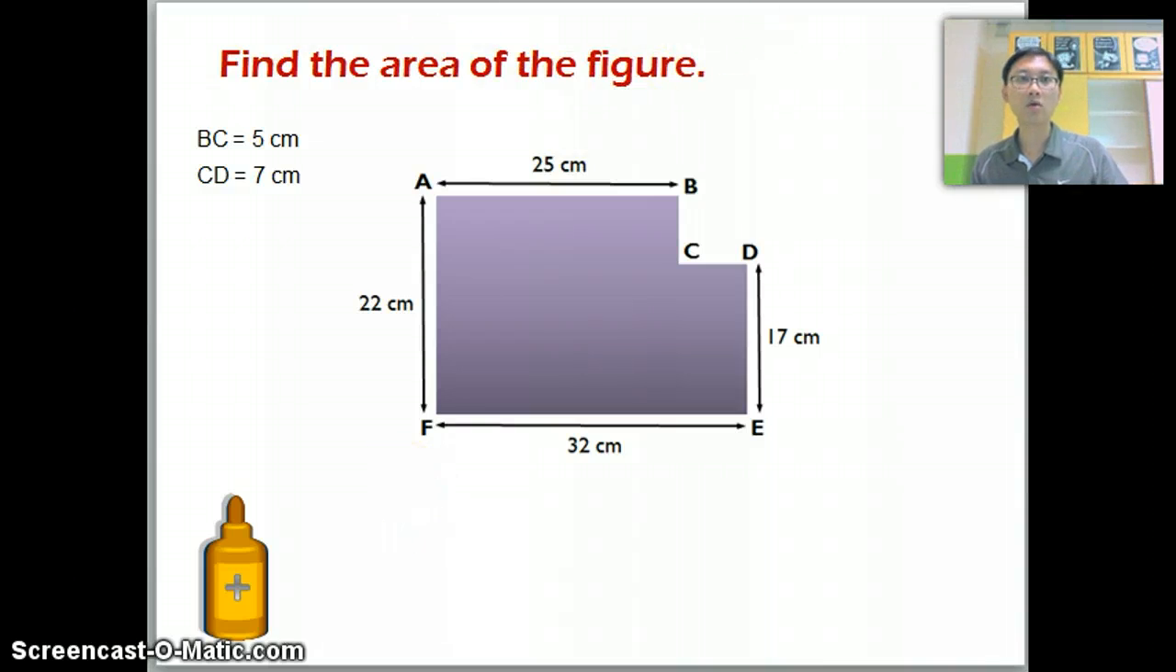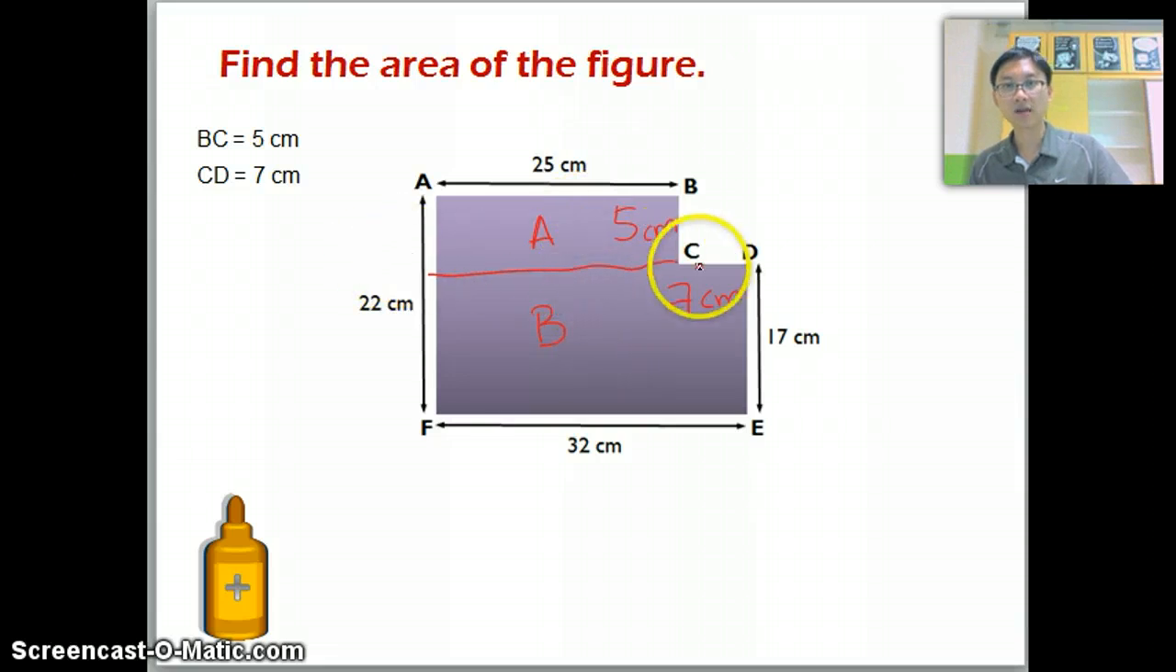So let's find the area of this figure. Now I already know in my previous example I already showed you how to find BC, so I will skip that part. You've already known how to find CD, I will skip this part here. So I know BC is 7, BC is 5, CD is 7. Now what I'm going to do is divide this figure into 2, find the area of A, then find the area of B, and paste them together.